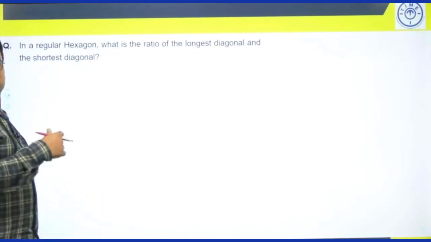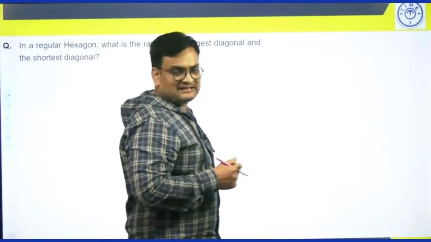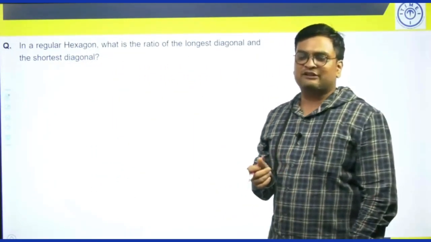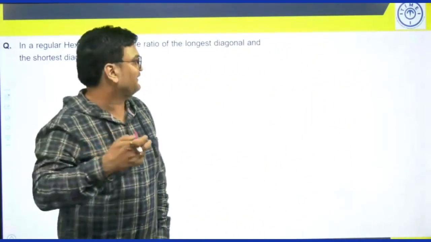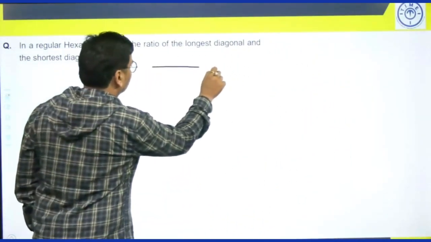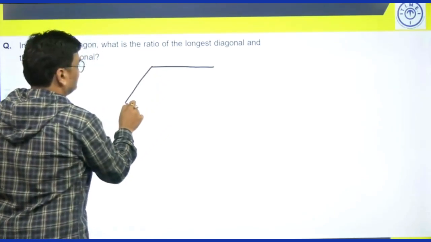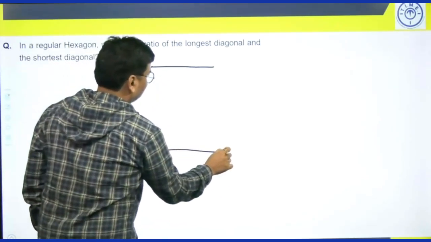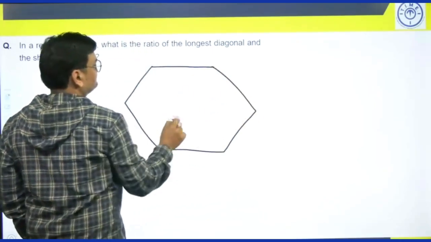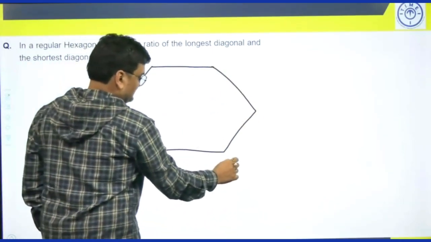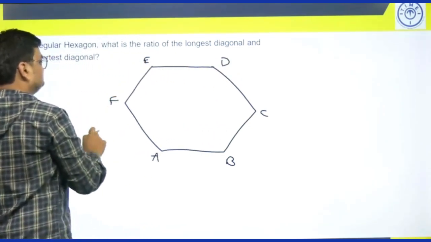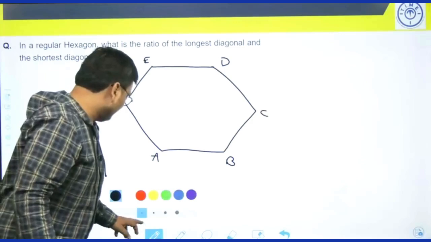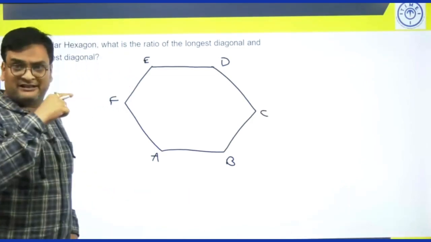Look at this. Now the next question is on hexagon. It says, in a regular hexagon, what is the ratio of the longest diagonal to that of the shortest diagonal? Look at this. So if I try to draw the regular hexagon first, it would look like this, a rough diagram. So let's say it is vertex A to F. And in this case, it's a regular hexagon.